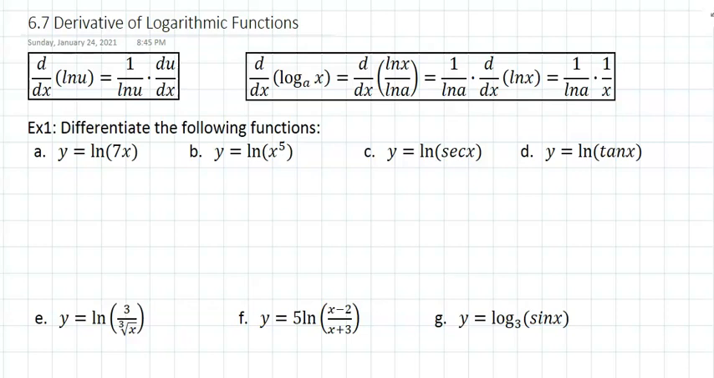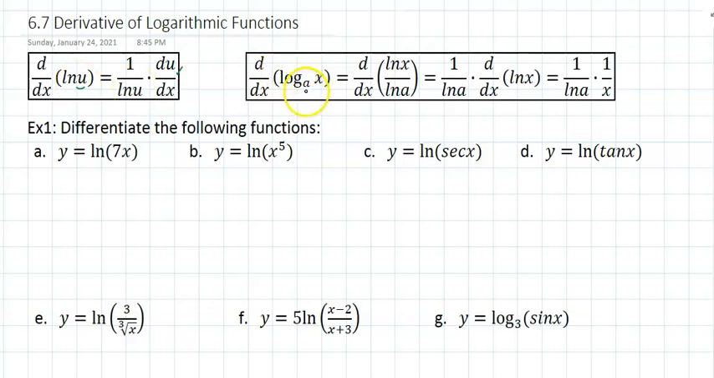Section 6.7 talks about derivatives of logarithmic functions, and it's kind of straightforward really. The derivative of a log of an argument is 1 over the argument, by the chain rule, times the derivative of the argument. Very simple. If I'm taking the log of something that is not a natural log, again remember, natural log is a log with base e.